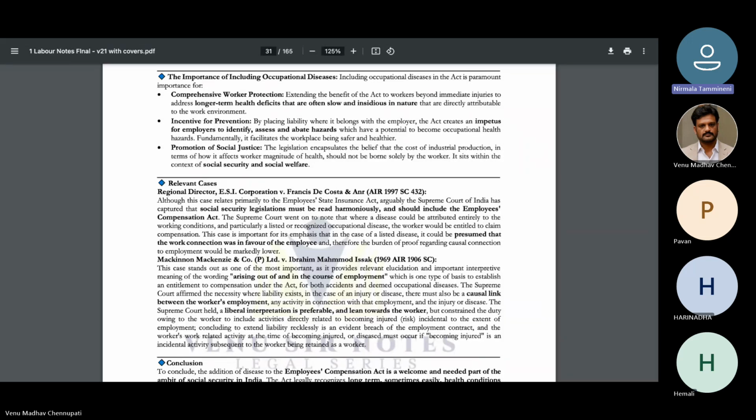Promotion of social justice. The legislation encapsulates the belief that the cost of industrial production in terms of how it affects worker health should not be borne solely by the worker.